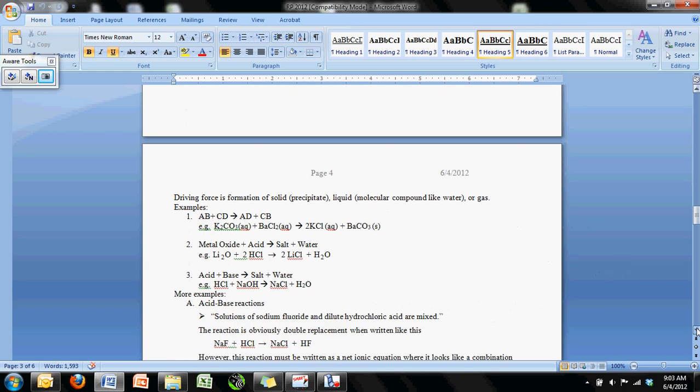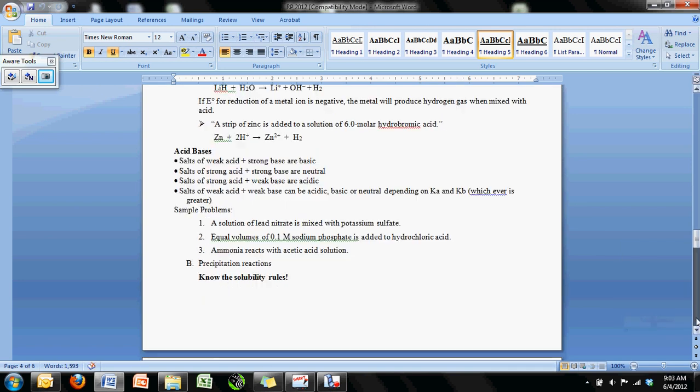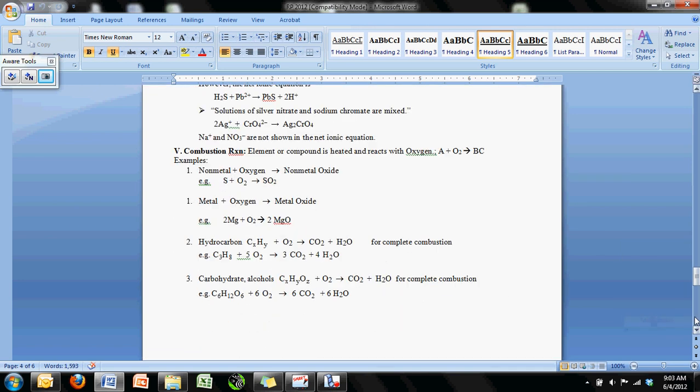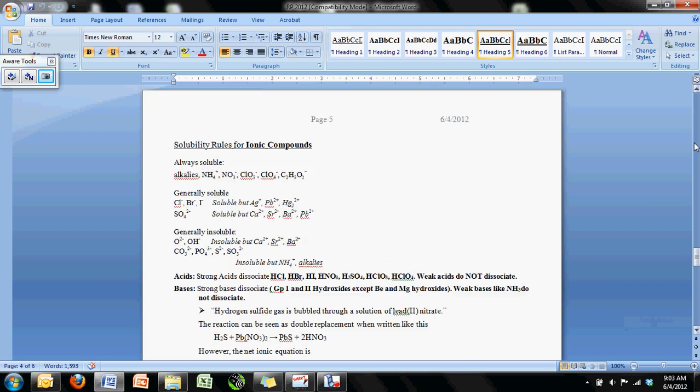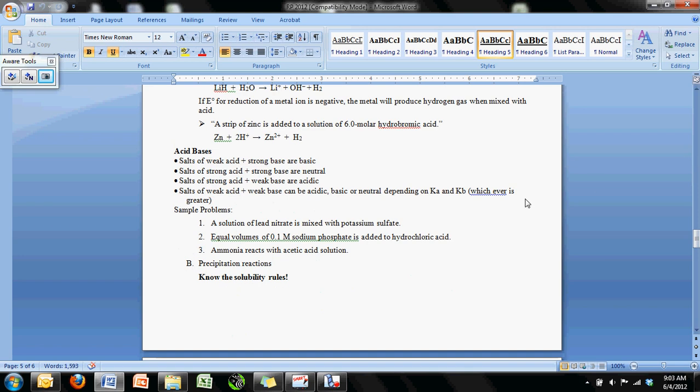Now moving on to some double replacement reactions. Let's see if there are some sample problems here. A solution of lead 2 nitrate is mixed with potassium sulfate. So Pb(NO3)2, lead 2 nitrate, with K2SO4, potassium sulfate. Remember, to write these formulas, you need to know your polyatomic ions and their charges, so you can crisscross and write the formula. Now they'll switch partners, forming lead sulfate and potassium nitrate.